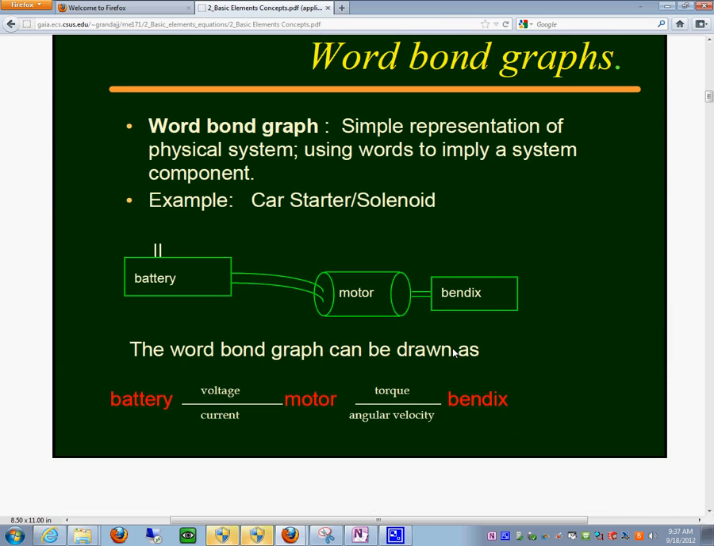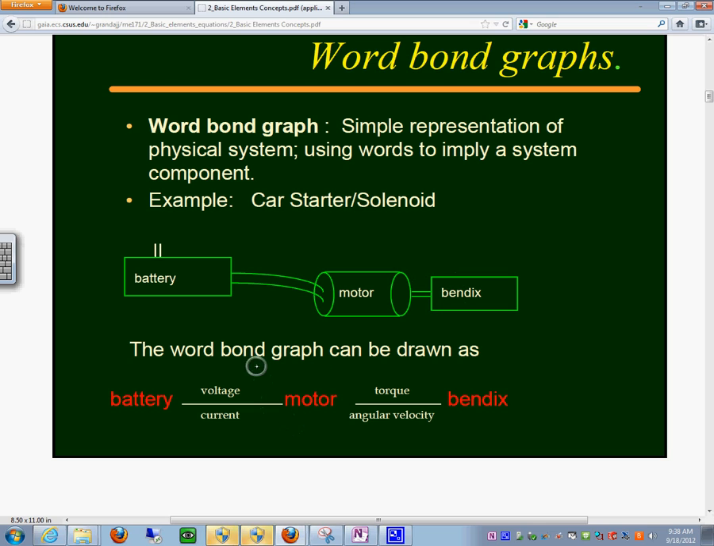In here, a little more detailed explanation. In here you see there's a simple model of a battery, and the cables that go to the starter motor of a vehicle right here. And then when you turn your key, the motor begins working, goes to the Bendix, and your car starts.